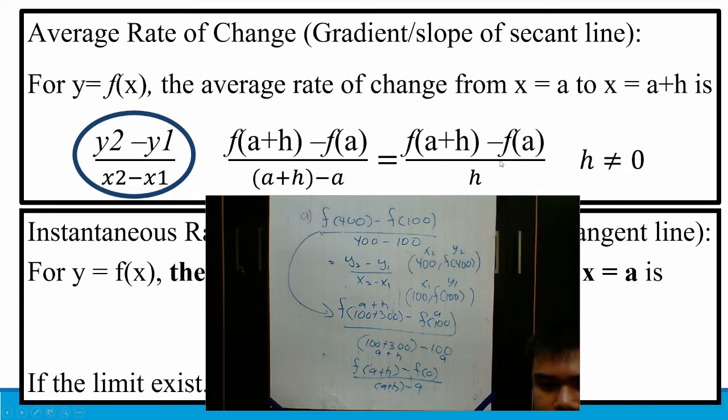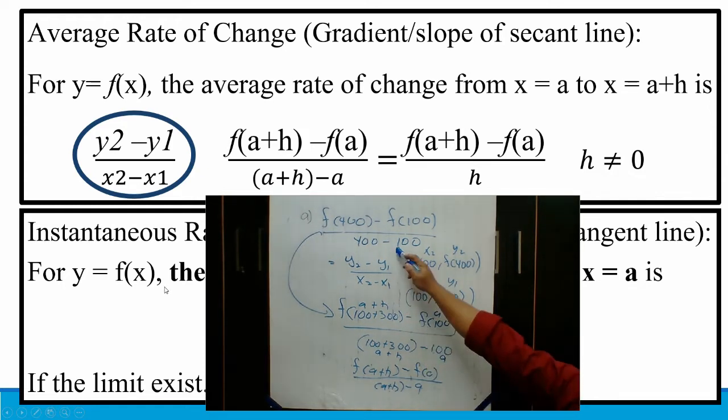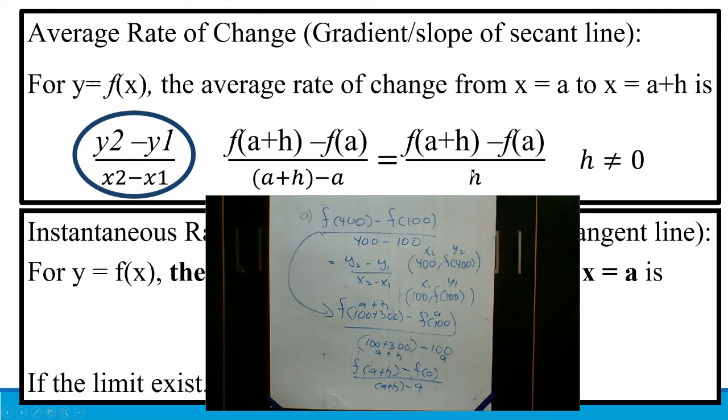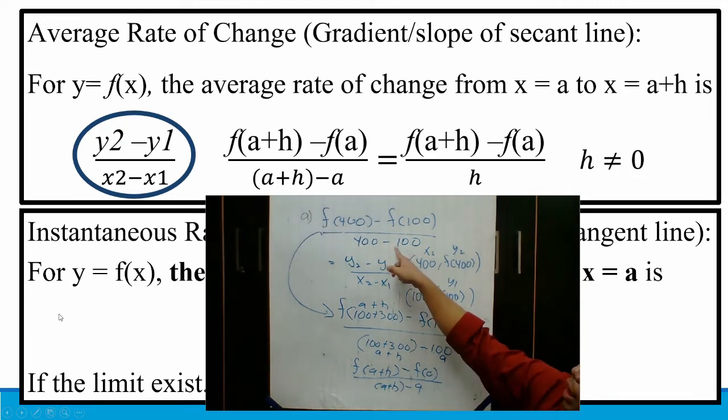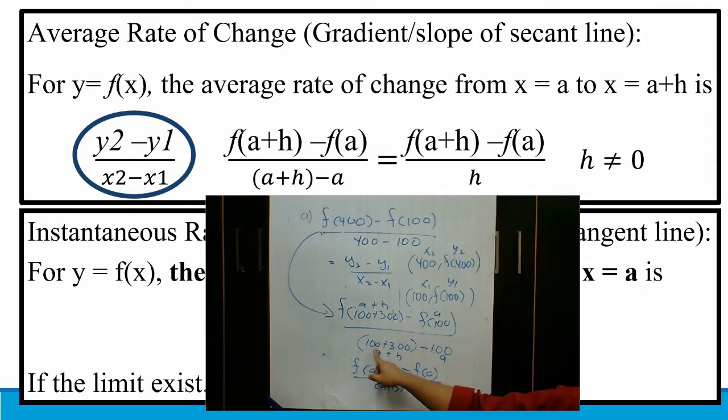So you can see that it looks like this one, and at the end it becomes divided by h. You know that 400 minus 100 will become 300. Eliminate this one, it also leaves only h. But make sure h cannot be equal to 0. If it is 0, it will be undefined, which is a math error, because you cannot divide by 0.